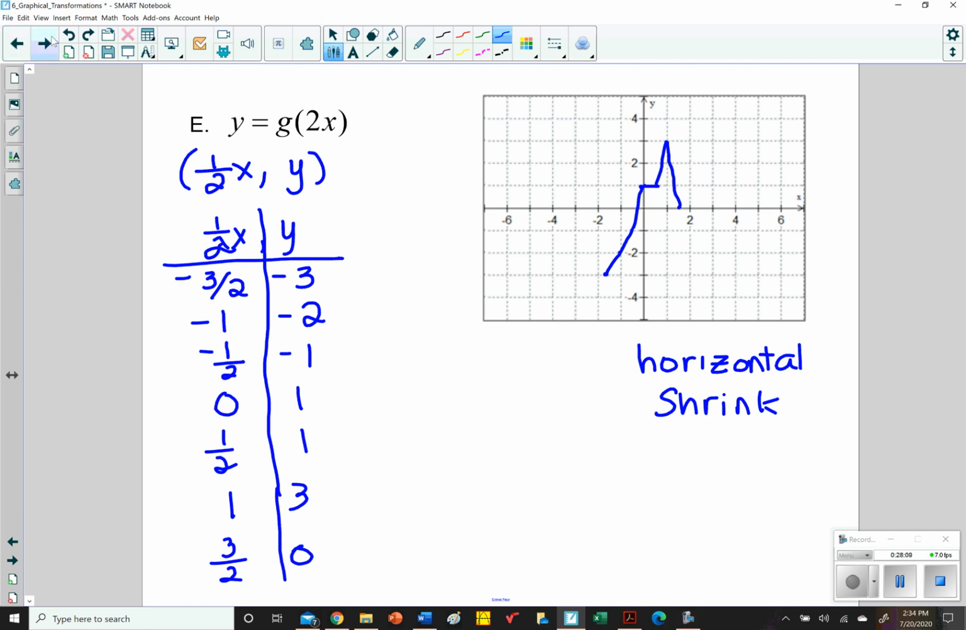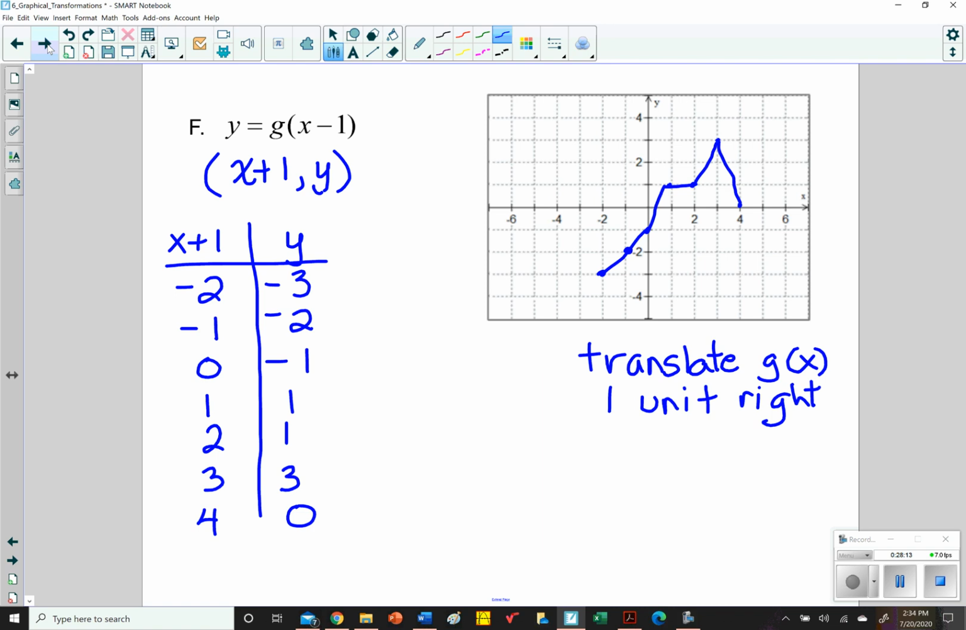And then the last one, letter F, we have a shift to the right. So we're adding 1 to every x coordinate, and I made my table look like that by adding 1 to each of the x coordinates in the original table. So it looks like the same general shape. Instead of starting out over here at (-3, -3), it started at (-2, -3), and we graphed the graph.